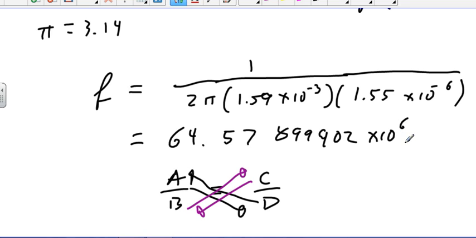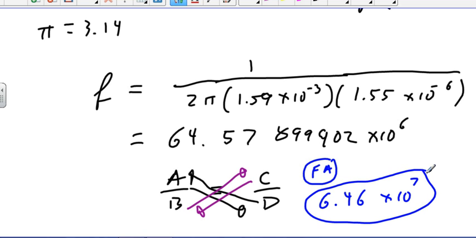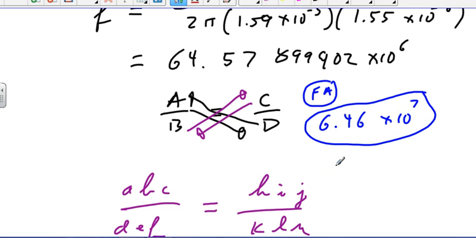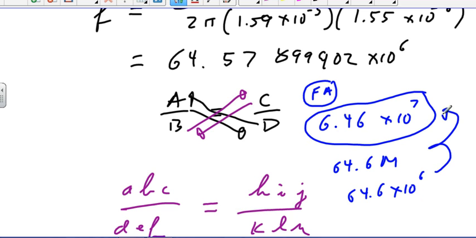Okay, so what's my final answer going to be? Final answer to 3 significant digits: 6.46 times 10 to the 7th would be my final answer. But it doesn't say scientific notation, right? So I could leave it in engineering notation and call it 64.6 M. I could do that, right? Or I could call it 64.6 times 10 to the 6th. I could do that too. So all 3 of those guys would be perfectly okay, notational wise, for the answer we're looking at.